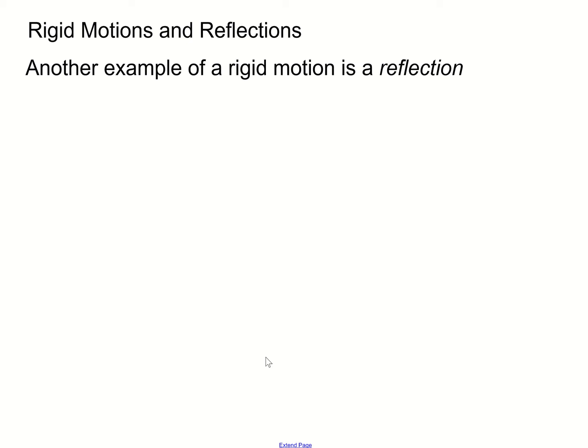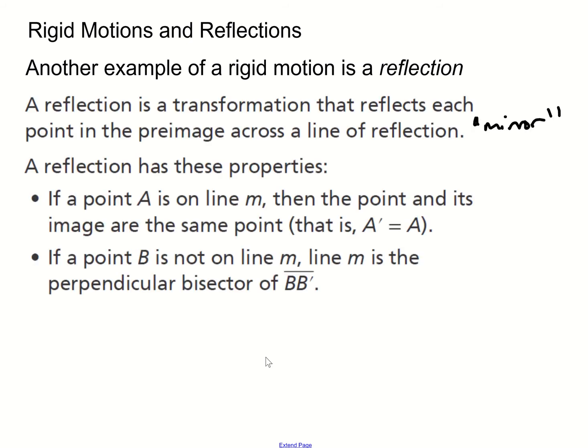So let's look at another example of rigid motion, the reflection, the main purpose of this lesson. So a reflection is a transformation that reflects each point in the pre-image across what we call a line of reflection. Now this line of reflection, you can think of it as a mirror. Each point on one side of the mirror gets reflected on the other side of the mirror.